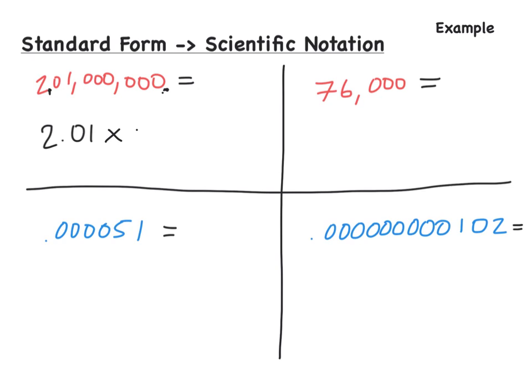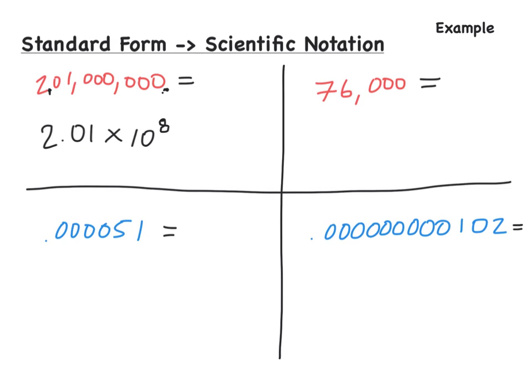Now, it's always times 10 to the something. To figure that out, start at this decimal point. We're going to see how many spaces it takes to move to this decimal point. So we have 1, 2, 3, 4, 5, 6, 7, 8. It takes 8 moves to get to that decimal point, so we put it as an 8. So the scientific notation would be 2.01, or 2 1/100ths, times 10 to the 8th.